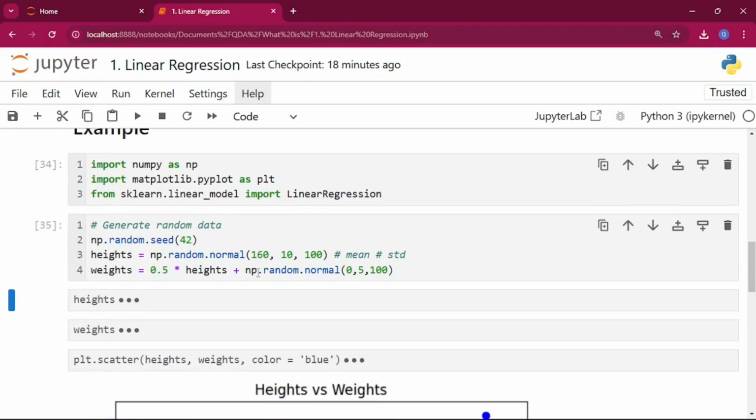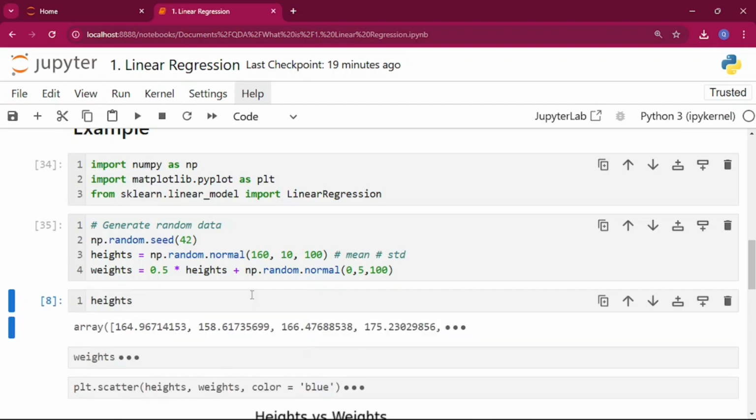So let me run this cell. Here I'm taking the seed as 42 so we can reproduce the same results. First let's create the heights using random normal distribution data, where 160 is the mean and 10 is the standard deviation, with a total of 100 points. Similarly, the equation I'm creating for weight is 0.5 times height plus a normal distribution with 0 mean and 5 standard deviation, with a total of 100 points.